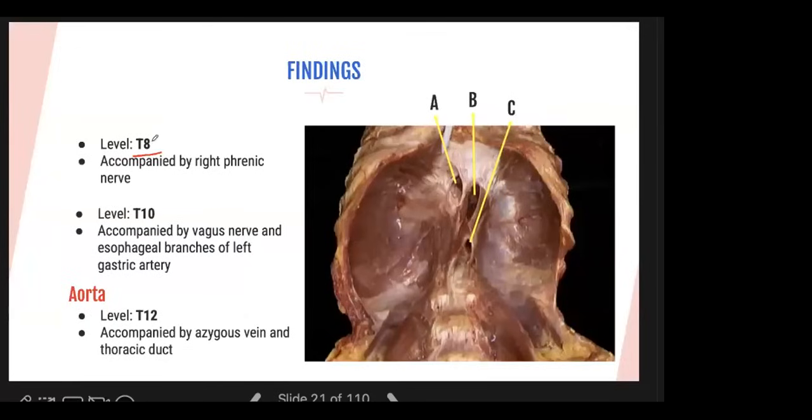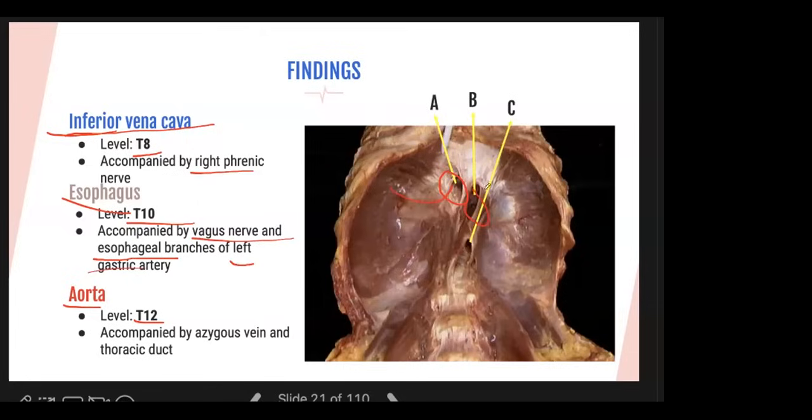So at T8, this right here, is where the IVC, or the inferior vena cava, goes in. At level T10 is going to be the esophagus. And then at T12 is the aorta. And of course, they're accompanied by something each. The vena cava is accompanied by the right phrenic nerve, which supplies the nerve supply to the diaphragm itself. And the esophagus at T10 is accompanied by the vagus nerve and the esophageal branches of the left gastric artery, which makes sense because the esophagus is going through here. Therefore, it's going to get branches of the arteries that supply the esophagus. And the aorta comes through at the level of T12, and it's accompanied by the azygos vein and the thoracic duct.